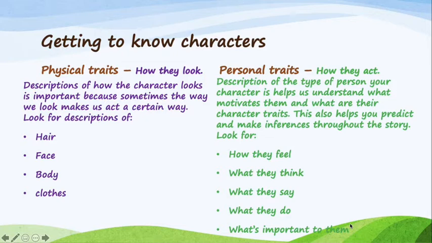And then we have their personal traits, how they act. Descriptions of the type of person your character is helps us understand what motivates them, what are their character traits. This also helps you predict and make inferences throughout the story. So you should be looking for how they feel, what they think, what they say, what they do, and what's important to them. As you are reading, these are the things that you want to constantly pay attention to.